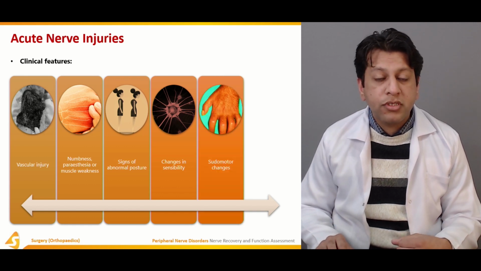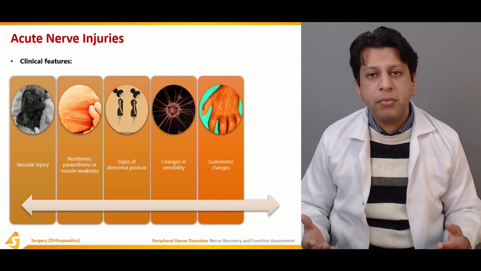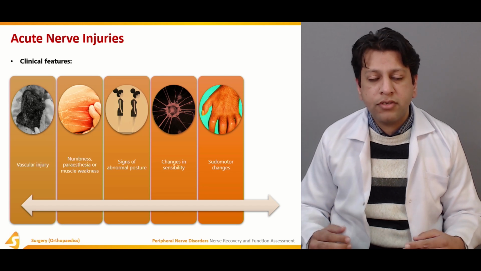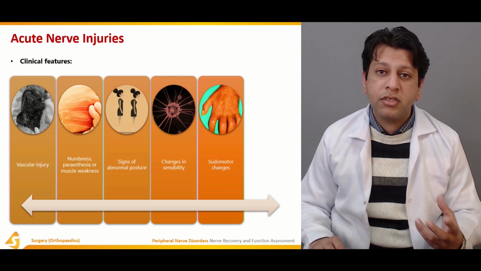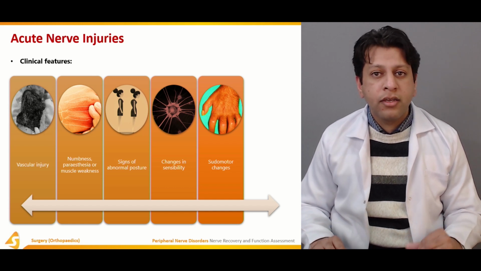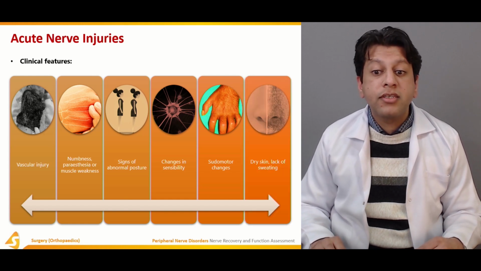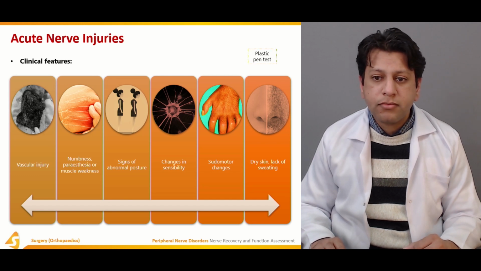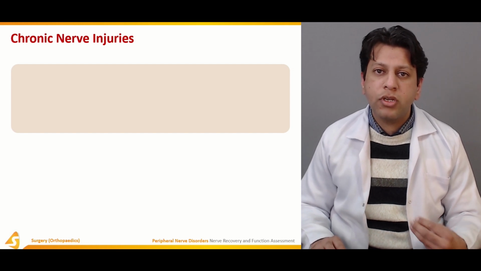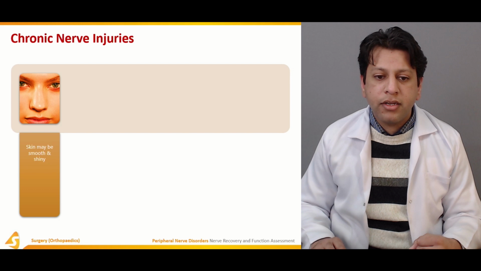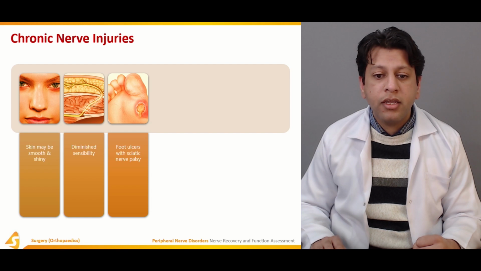There may be sudomotor changes. For example, there may be associated hair loss. There may be vascular dysfunction. There may be sweat gland abnormalities, and the skin may be frail and quite rough. It is usually associated with dry skin and lack of sweating. Now, chronic nerve injuries mostly involve the muscular system, and the skin may be smooth and shiny. There's diminished sensibility.